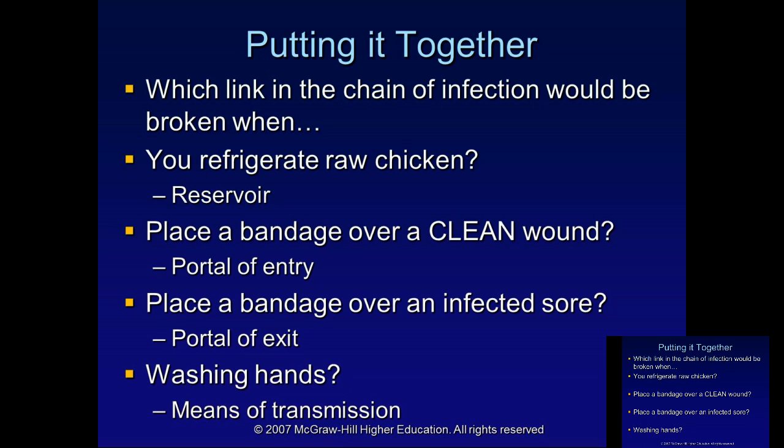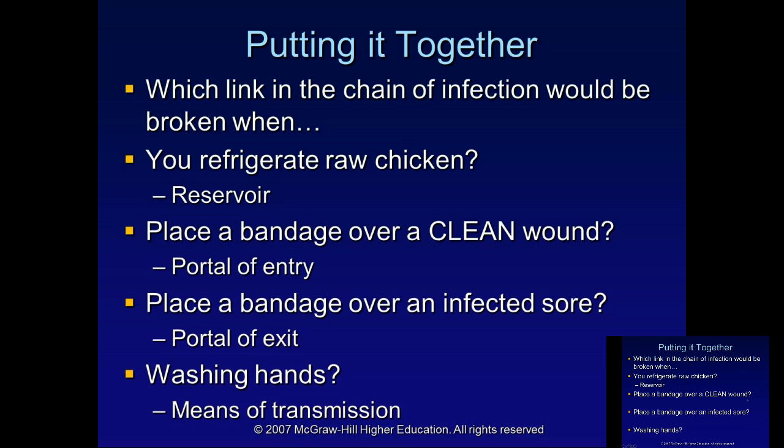So if you refrigerate raw chicken, keep in mind raw chicken is a potential reservoir. So people, animals, insects, standing water. Refrigerating raw chicken to try to eliminate the possibility for an agent to grow and thrive would be breaking it at the reservoir level. So proper food sanitation, whether it's cooking to temperature or refrigerating properly, any of those are hitting it at that reservoir level.